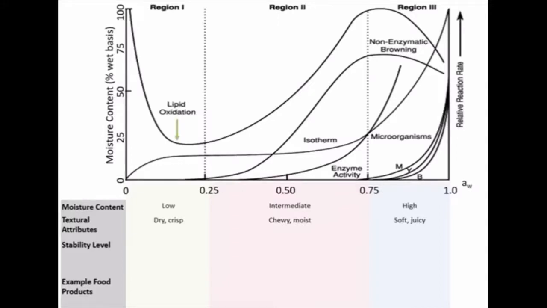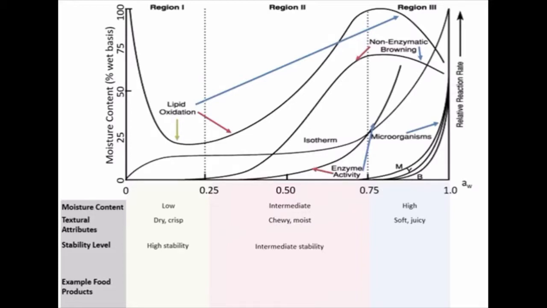We can see that in region 1, lipid oxidation is the main stability concern, and most other factors like microbial growth, non-enzymatic browning, and enzyme activity can occur to some extent, but microbial growth is still not a big concern. However, in region 3, foods are susceptible to all factors. Foods in region 1 have high stability or longer shelf life. Food in region 2 have an intermediate stability or an intermediate shelf life. Foods in region 3 have low stability or short shelf life.